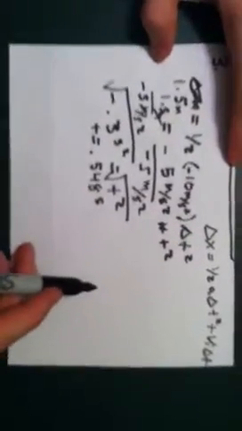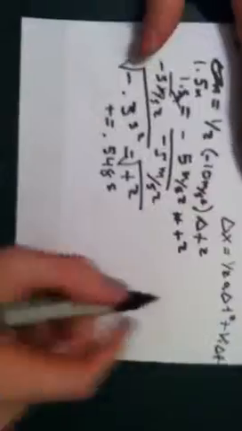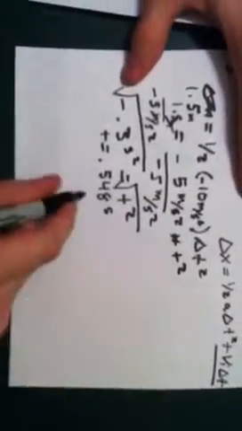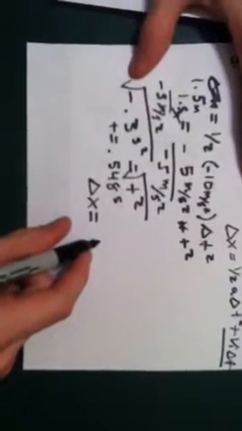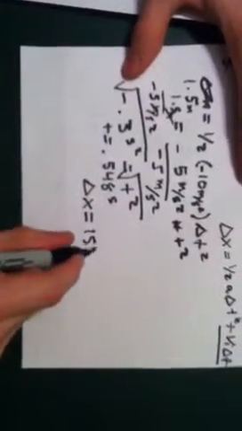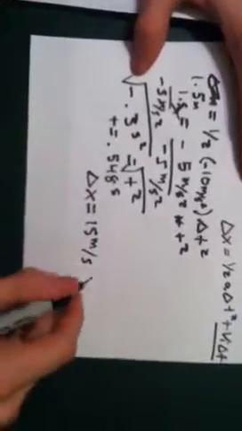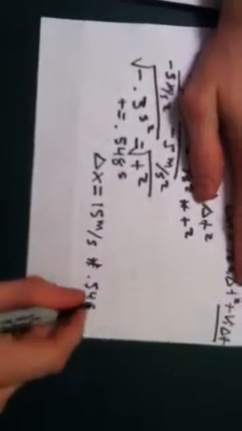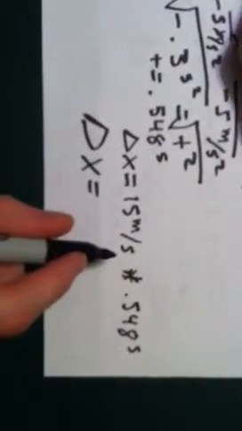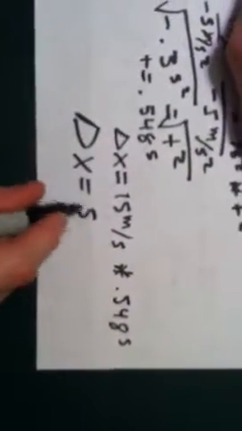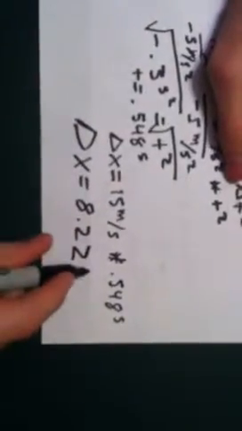So we want to know how far it will go horizontally. So we're going to look at that part. Change in x is equal to velocity initial. It says the velocity initial is 15 meters per second, and we have a time, so we pretty much know the answer to this one. So times 0.548 seconds. Our change in x, when you multiply this, is equal to 8.22 meters.